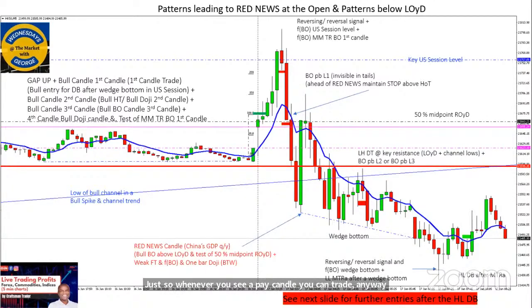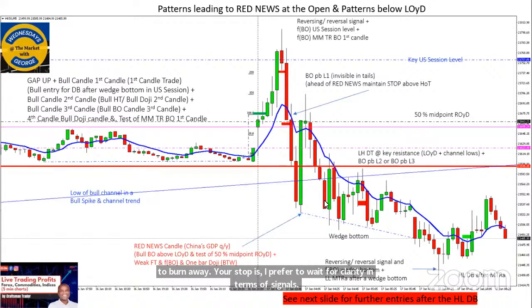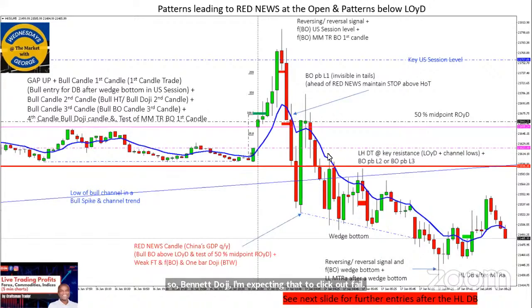I prefer to wait for clarity in terms of the signals. Okay, so beneath a doji, I'm expecting that the breakout will fail. So there is a breakout and it fails as expected down here. Breakout, pullback, the market resumes again. So that's a low one. Unlike this one, which was a breakout, pullback, and the low one was invisible in the tails. This one, the breakout, pullback, low one.